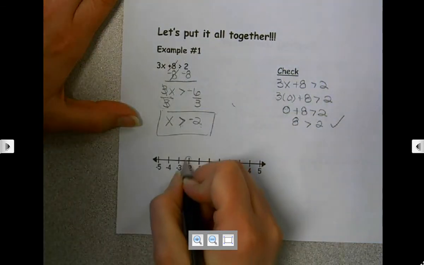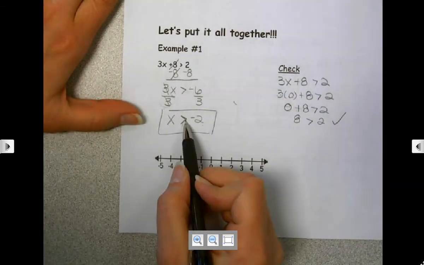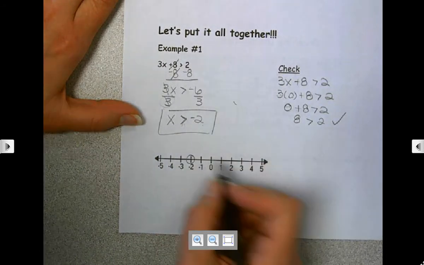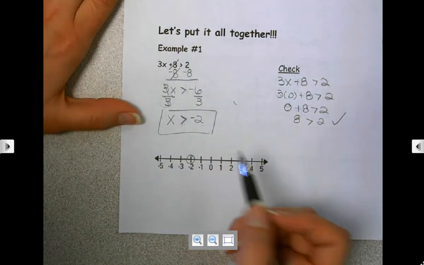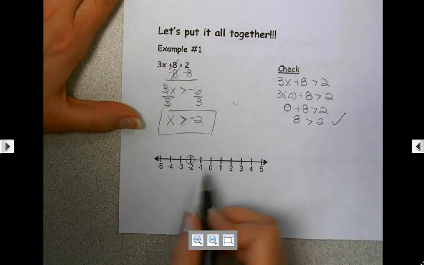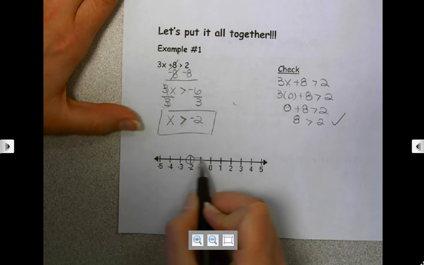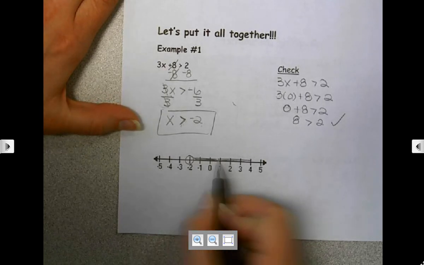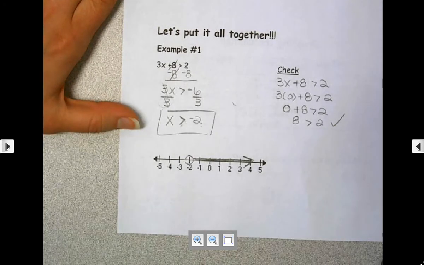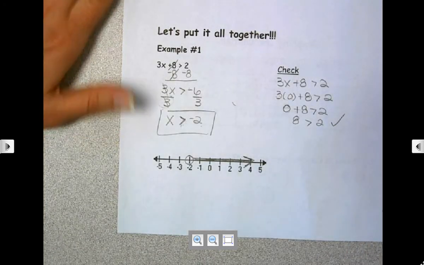We're going to look at -2. Is it open or closed? It is open because we do not include -2. And now we've got to think about the possible answers. x is greater than -2. What numbers are greater than -2? All the numbers to the right: 0, 1, 2, 3, 4, 5, and so on. So there would be our graph.